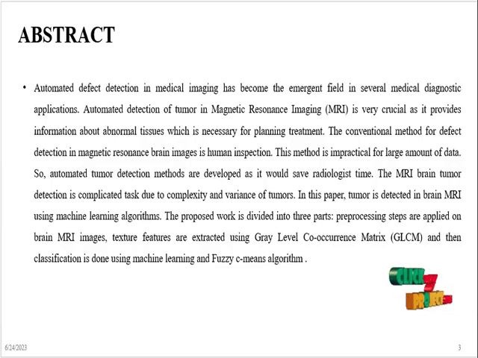The proposed work is divided into three parts. Pre-processing steps are applied on the brain MRI images. Texture features are extracted using the Gray Level Co-occurrence Matrix, that is GLCM, and then classification is done using machine learning and the fuzzy C-means algorithm.